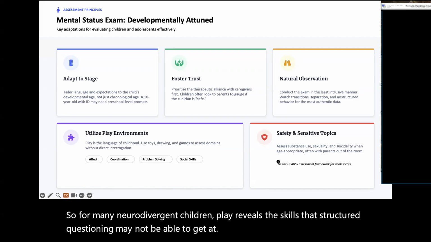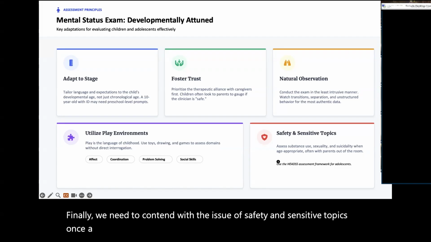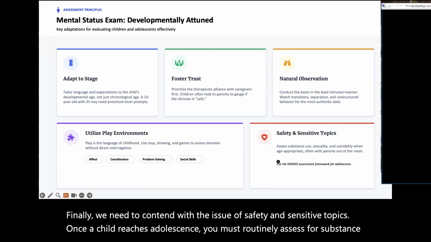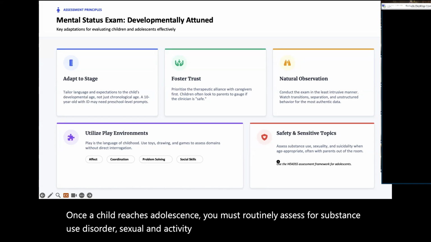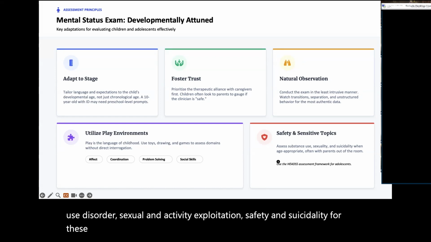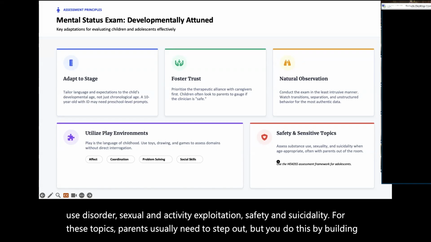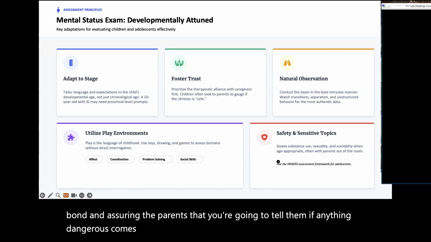Finally, we need to contend with the issue of safety and sensitive topics. Once a child reaches adolescence, you must routinely assess for substance use disorder, sexual activity, exploitation, safety, and suicidality. For these topics, parents usually need to step out. But you do this by building a bond and assuring the parents that you're going to tell them if anything dangerous comes up. But you need to build this trust and alliance with the kid.